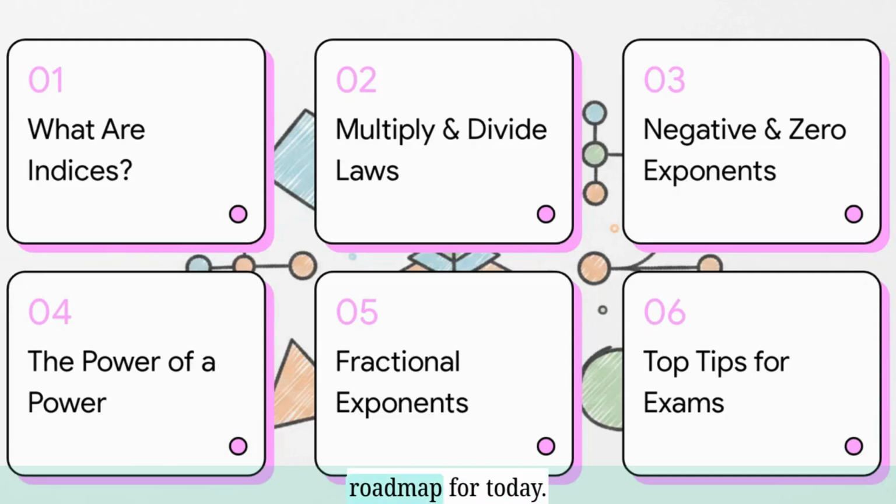Here is our study roadmap for today. We'll start with Section 1, looking at what indices actually are. Section 2 builds our toolkit with the multiplication and division laws. Next up, Section 3 tackles negative and zero exponents, followed by handling the power of a power in Section 4. Once we have those tools, we'll take on the boss level in Section 5, mastering fractional exponents. Finally, Section 6 will send you off with some top tips for your exams. It's a clear, straight path, so let's take that first step.